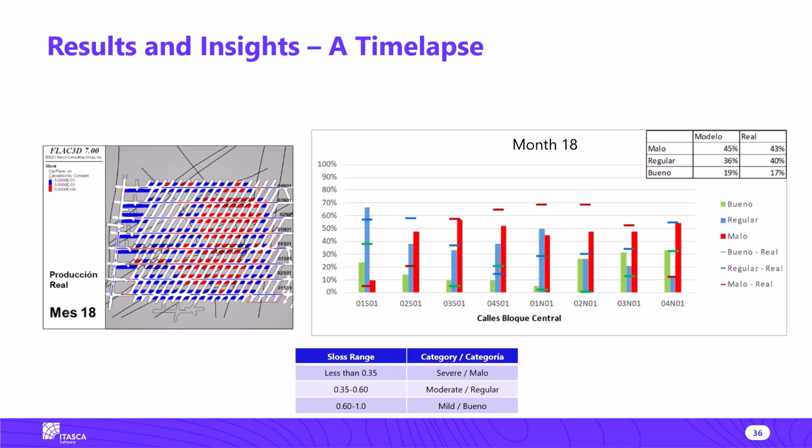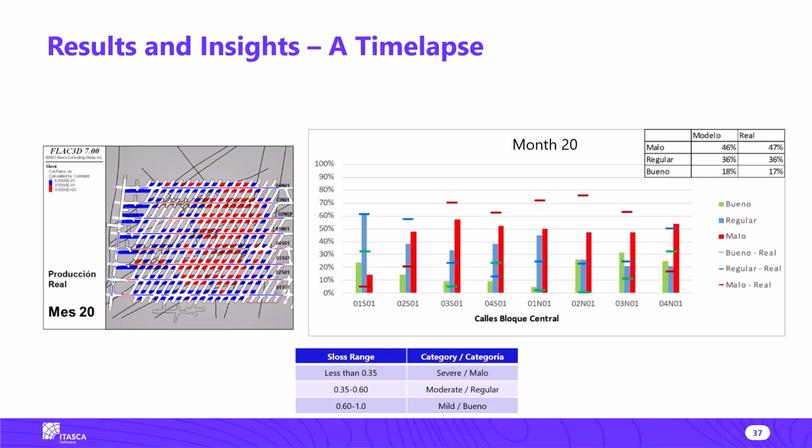This is now month 18, and the overall damage categories match well with the observations, although the damage locations are not always matched. Finally, this is month 20, and we see the similar behavior as in month 18. The stronger material at the east side of the polygon seems to play a role in reducing the degradation.